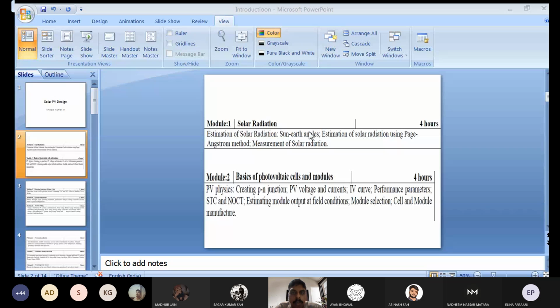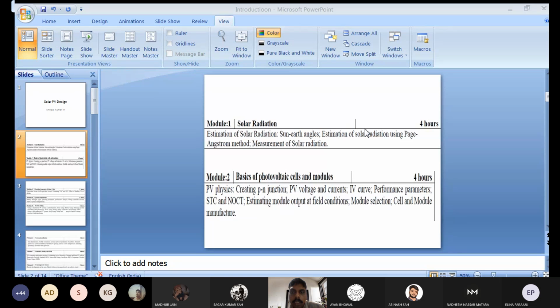In our tropical regions, we have abundant solar radiation. If you go to Western countries, it is not that much. If you go to Antarctica, what is happening? 6 months sun full, 6 months dark. So depending on the sun's position, it varies and fluctuates. So sun-earth angle relationships. Estimation of solar radiation, Page-Armstrong method.